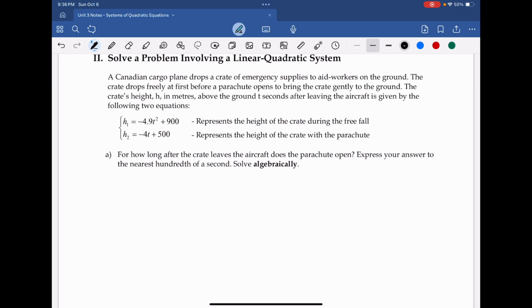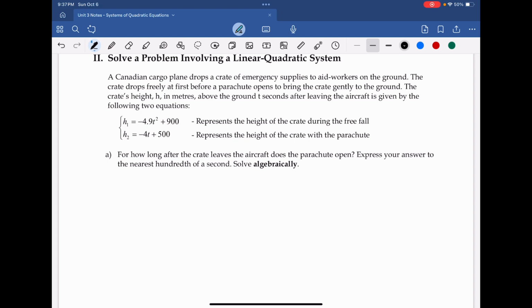So if we want to solve a problem involving linear and quadratic systems, they may give us some sort of word problem, just as we've seen before in quad functions, quad equations. This is no different, just a little more applied in terms of we're now going to have to figure out, based on two quadratic equations or functions, what is a solution, or what is the intersection between these two.